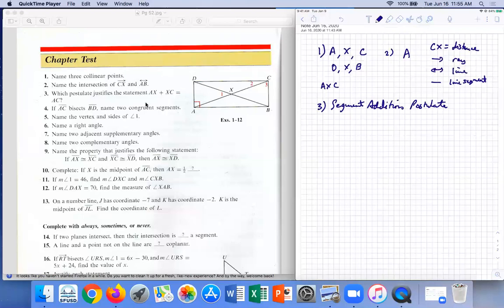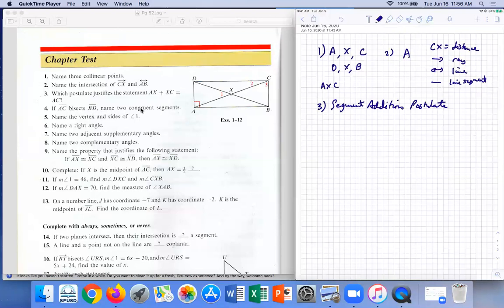Number 4: if segment AC bisects segment BD, name two congruent segments. Here's segment AC, here's segment BD over here. AC bisects BD. Bisects means to cut into two equal parts, two congruent parts. Bi, like bicycle, has two wheels. So bi is to cut into two. Bisects: cut into two equal parts.